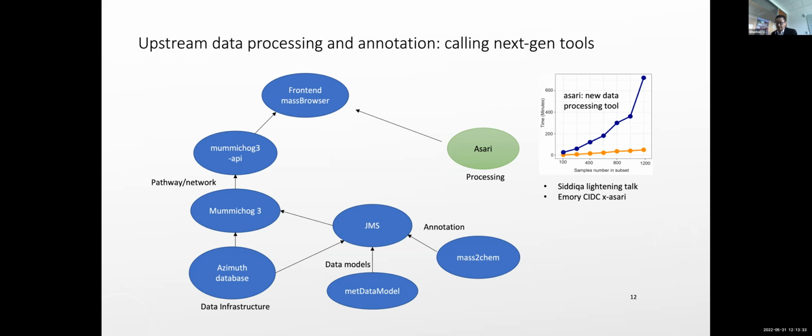Mike mentioned something earlier that he saw epidemiological studies of tens of thousands of samples. So I'm going to give away one piece of information here. Asari is very fast, a lot faster than any other tools. So if you have tens of thousands of samples, Asari has the performance to actually get the job done. There is a variant called Xari, which will be in the presentation by the Emory CIDC group tomorrow.